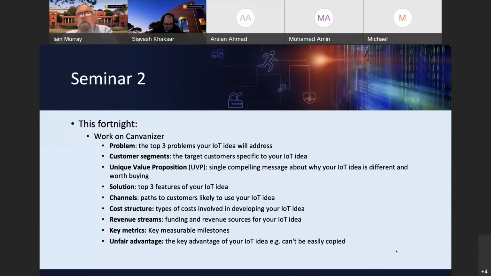The last point is the unfair advantage. This is the key advantage of your solution. What can't easily be replicated? We have a problem with certain, we could say countries, I guess, that don't take copyright law particularly seriously. And it means that your idea may be able to be copied fairly easily. So you need to find something within your product that you can use in promotion or use in gathering your resources and funding to continue your project that will allow you to remain unique.